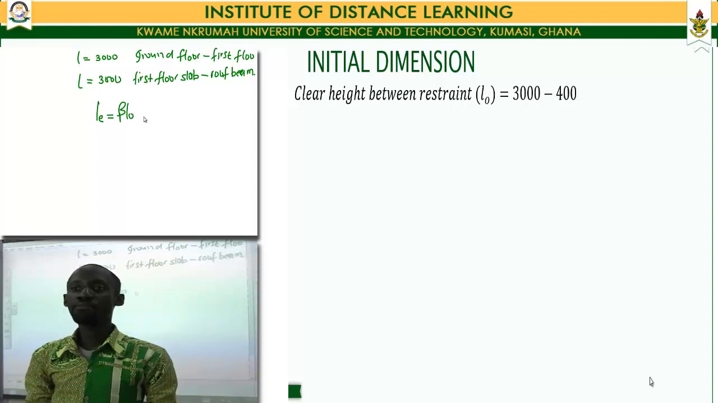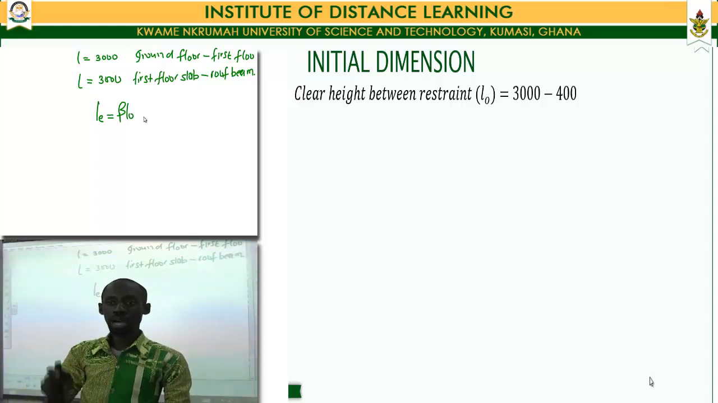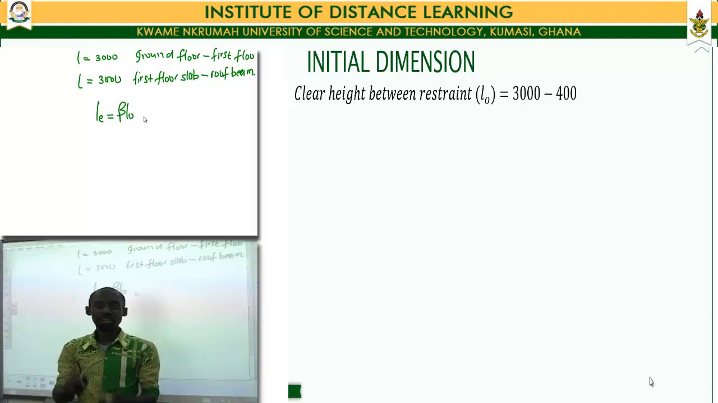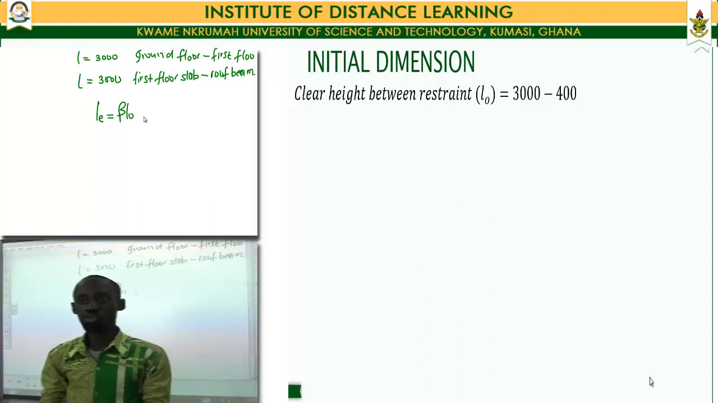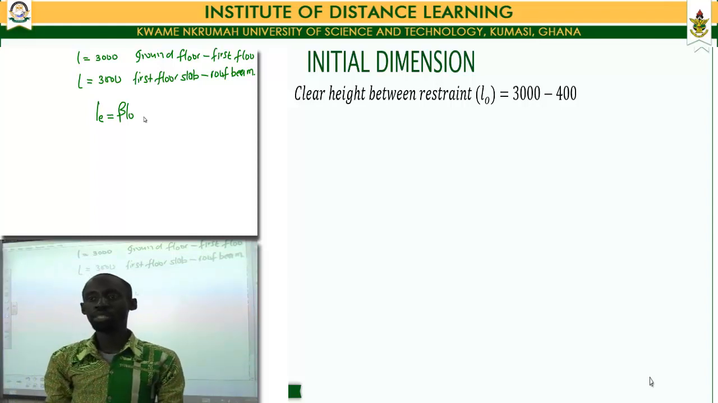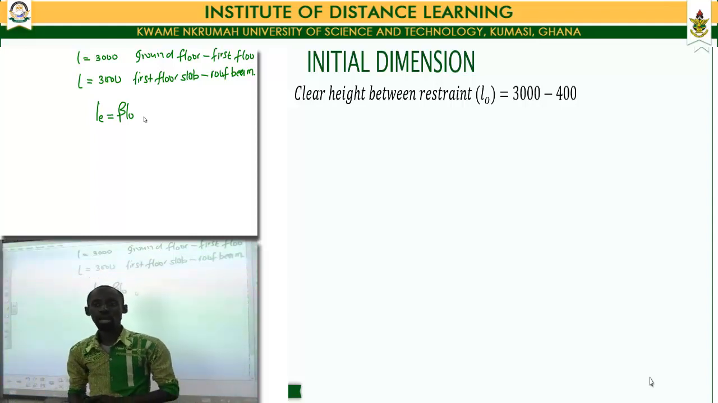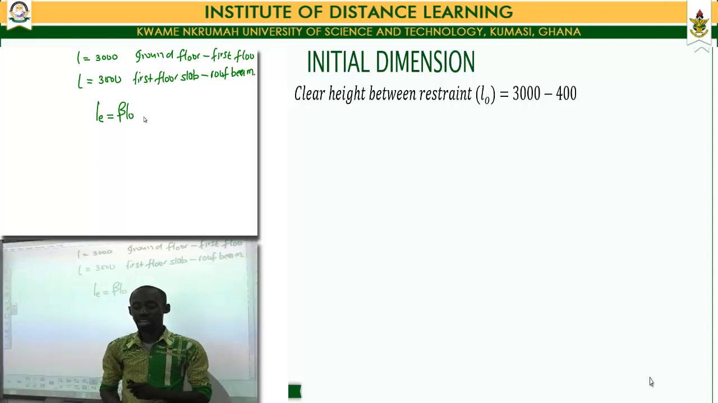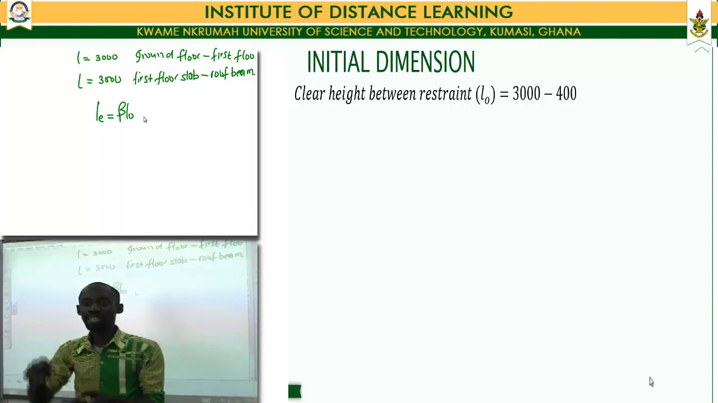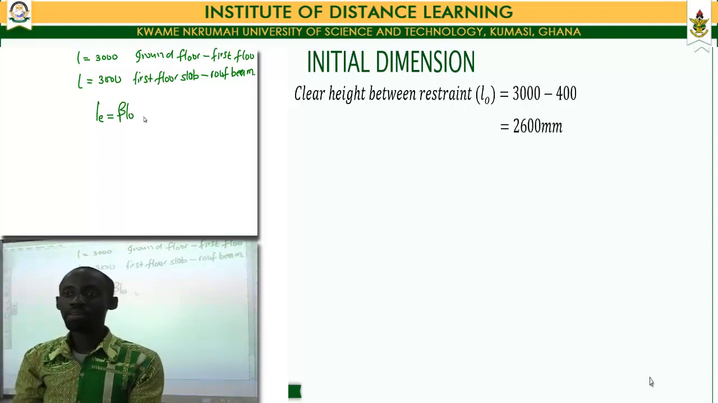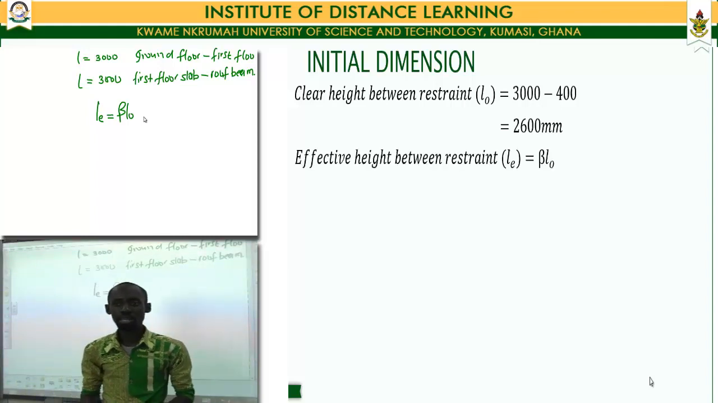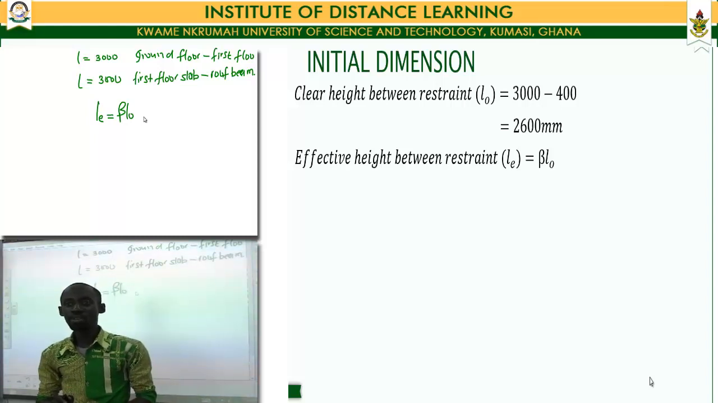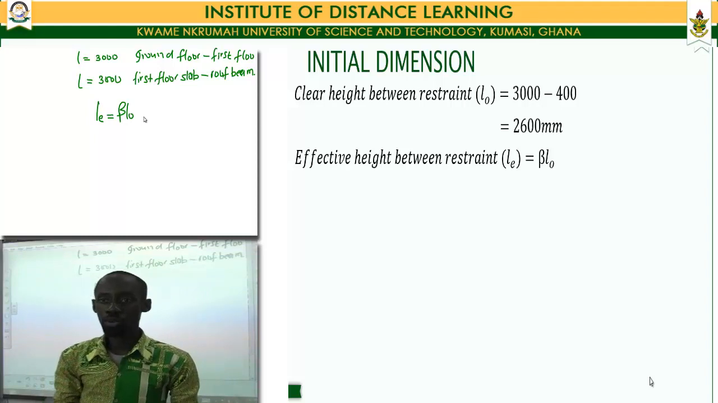Now again, if we come back to our ground floor, the distance from the surface of the ground floor slab to the surface of our first floor slab, as we saw whilst we were looking through the section of our building, was also equal to 3,000. Now, given that our beam has a depth of 400, it means that our clear space between restraints is equal to 2,600.